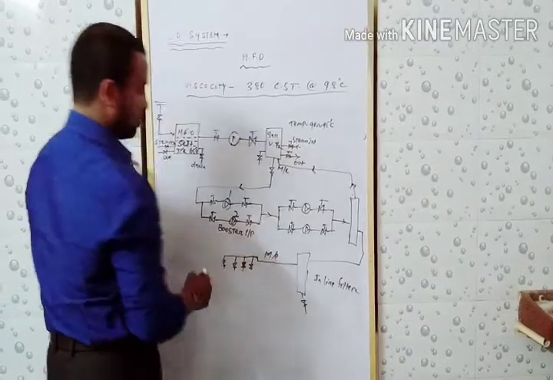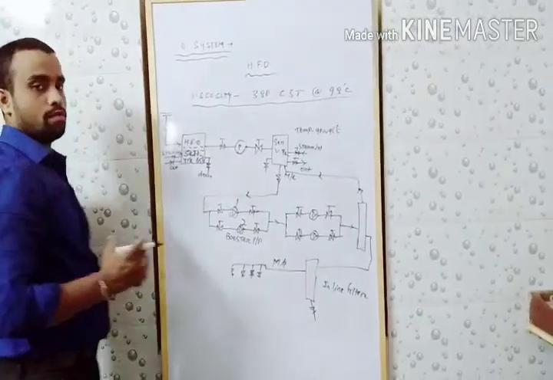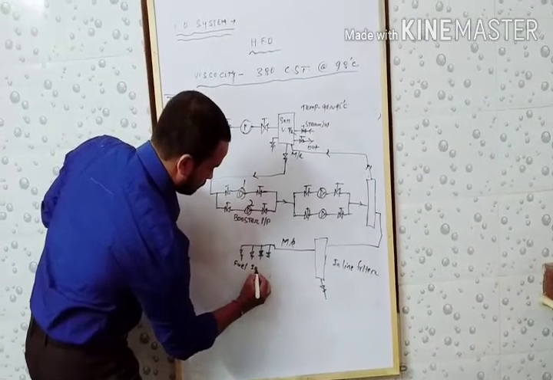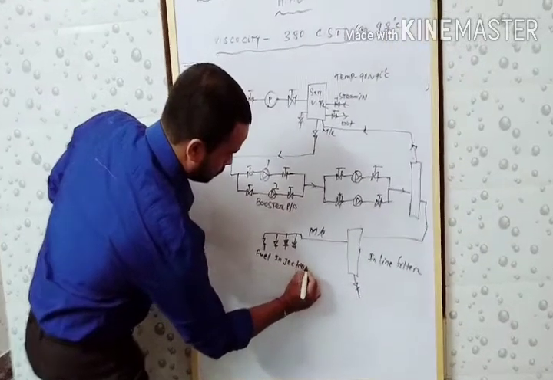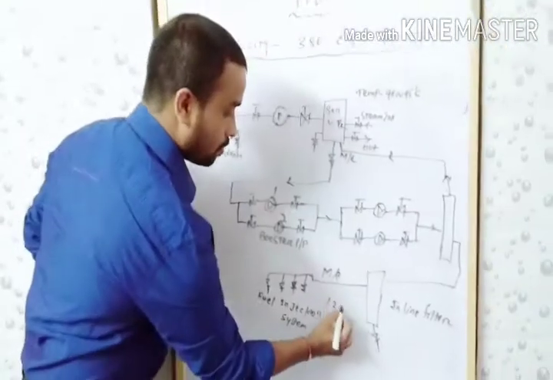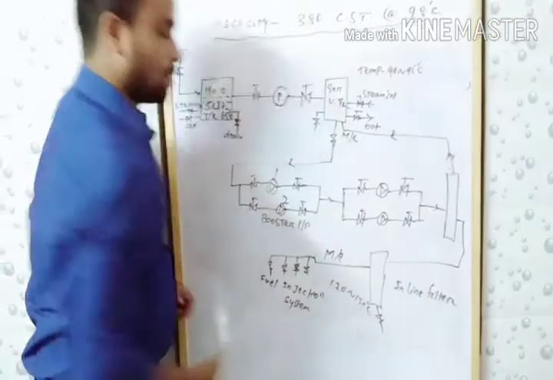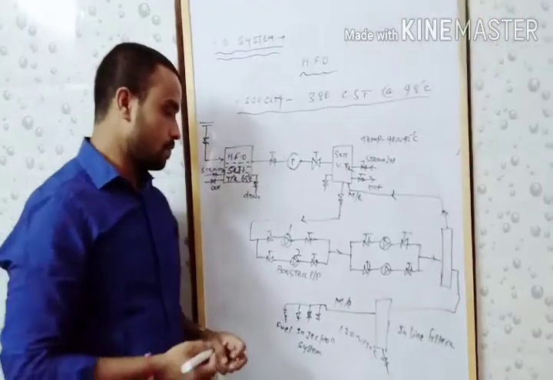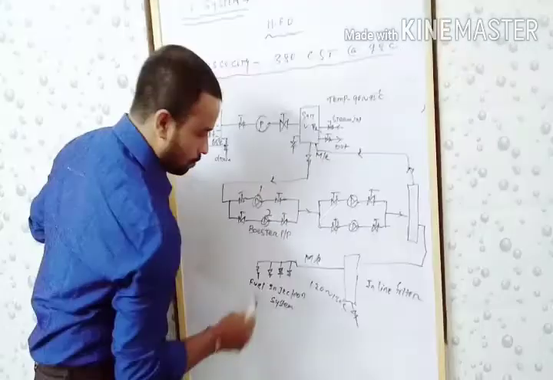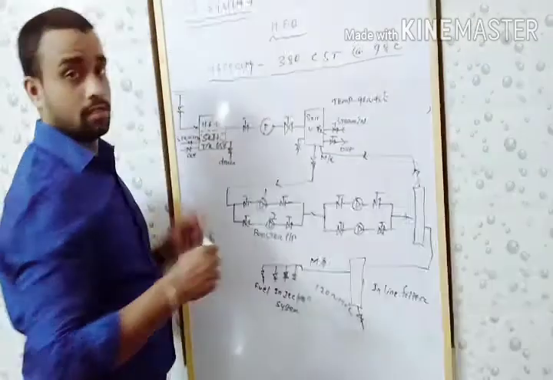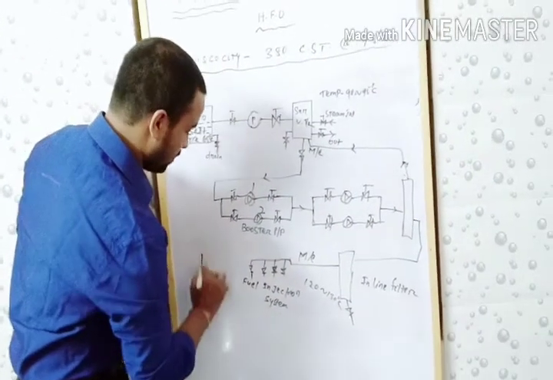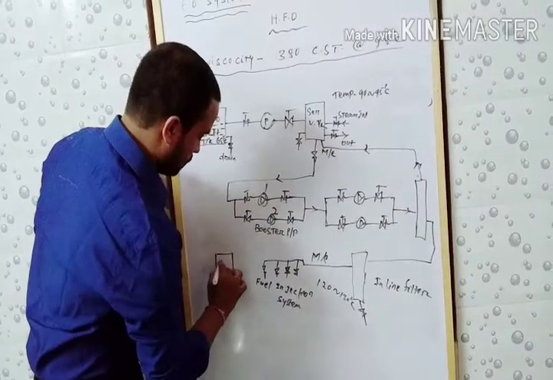Depending upon the horsepower we need, this goes to the fuel injection system. Here the temperature is near about 120 to 130 degrees Celsius. After using the fuel, whatever extra fuel comes out from the fuel injection system goes to the fuel oil drain tank.